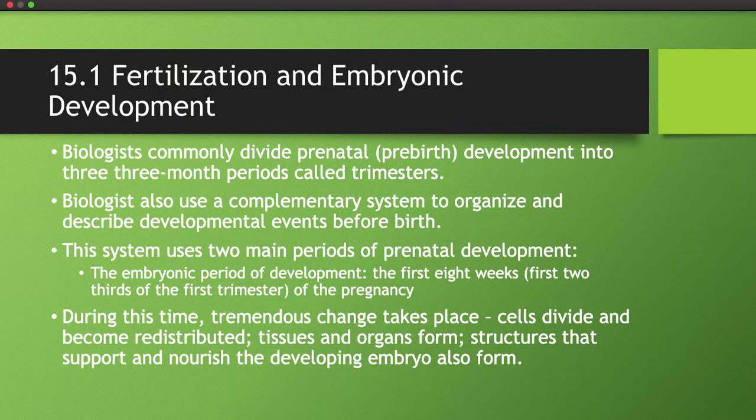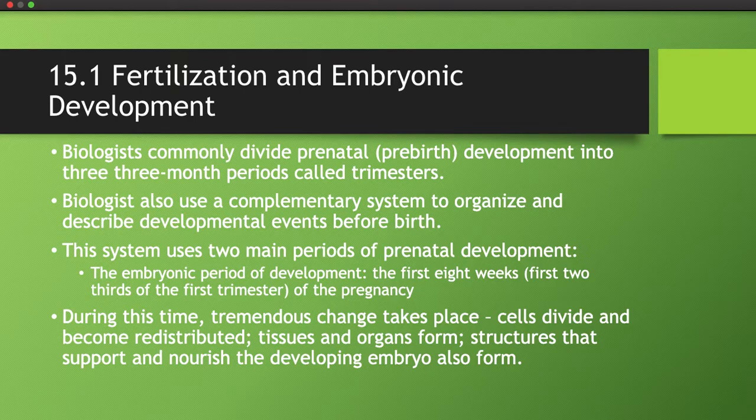Biologists also use a complementary system to organize and describe developmental events before birth. This system uses 2 main periods of prenatal development. The embryonic period of development, which is the first 8 weeks, or first 2/3 of the first trimester of pregnancy. And during this time, tremendous change takes place. Cells divide and become redistributed. Tissues and organs form, and structures that support and nourish the developing embryo also form.